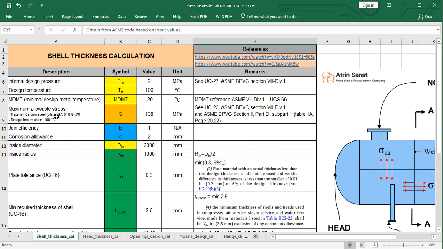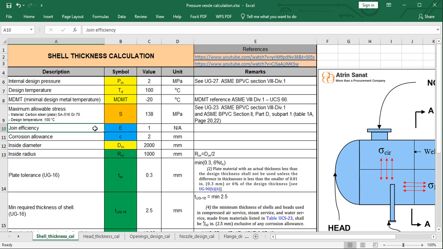The maximum allowable stress. To calculate this value, we need to select the carbon steel plate SA-516 Grade 70 as the material for the shell, and the design temperature is 100 degrees Celsius. By referring to UG-23, Section VIII, Division 1, and Section II, Part D, we determine that the maximum allowable stress for this material is equal to 138 megapascal.